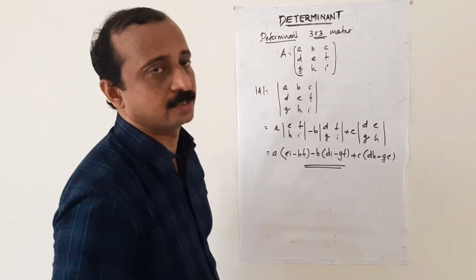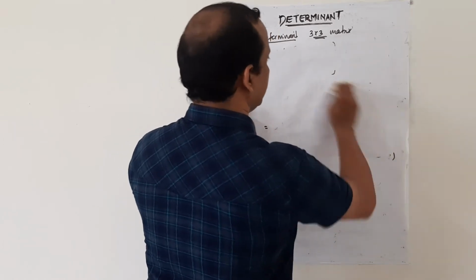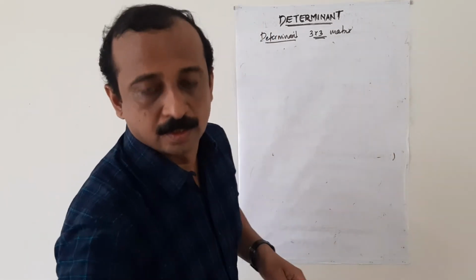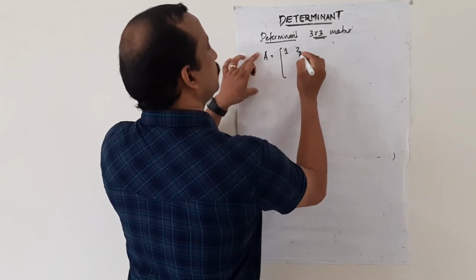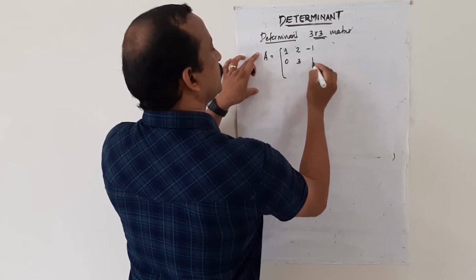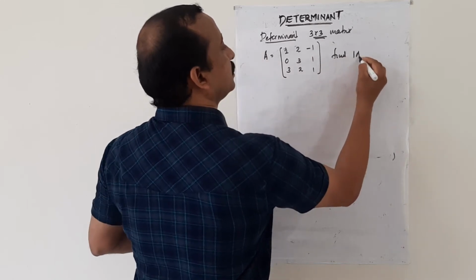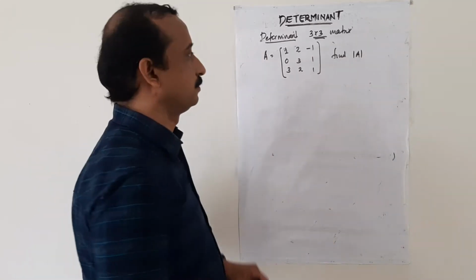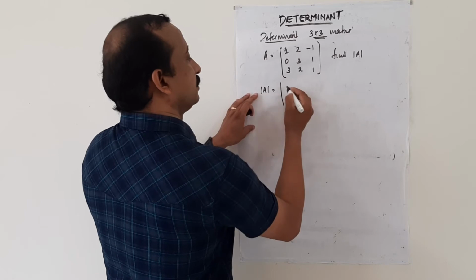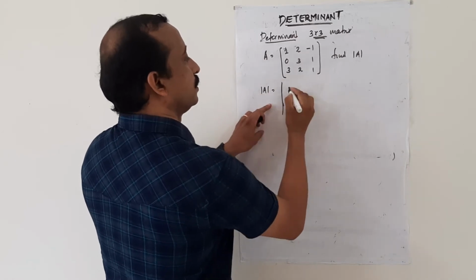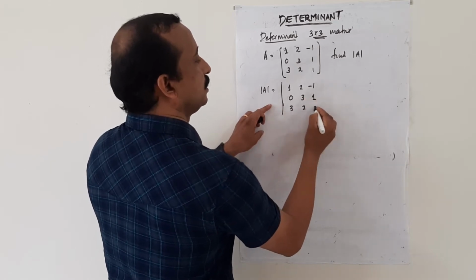Now discuss some problems based on this topic. Determinant of a 3 by 3 matrix. A is equal to the matrix 1, 2, minus 1, 0, 3, 1, 3, 2, 1. Our question: find determinant of A. Determinant of A is equal to the determinant of 1, 2, minus 1, 0, 3, 1, 3, 2, 1.